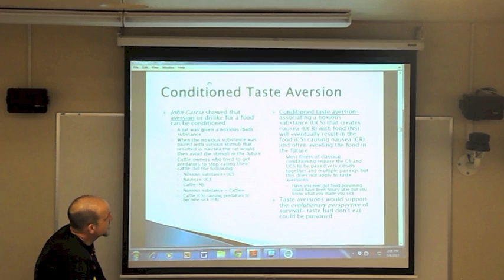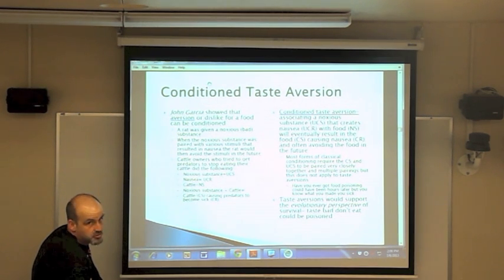Now, associating a noxious substance, UCS, then creates nausea. Food is a neutral stimulus. Okay, think about this. So a taco, or should we say taco? Well, we don't want to go with the names of restaurants, but we'll just say taco. Let's say a taco, which is a neutral stimulus, gets paired with bacteria. Okay? Bacteria automatically causes a response.